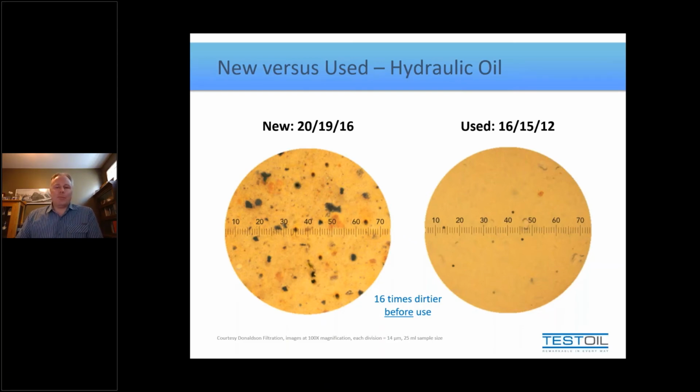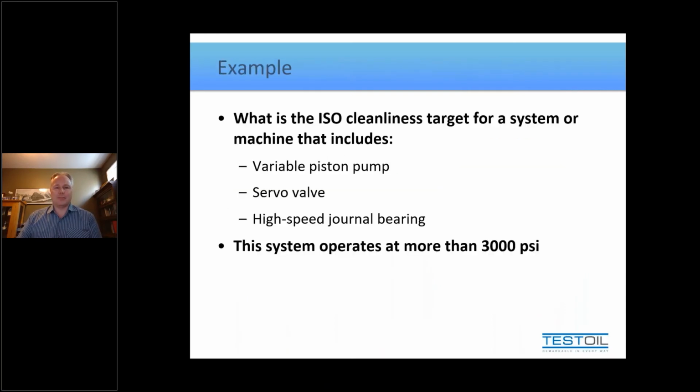So the question really becomes then, if we can appreciate 20, 19, 16, or whatever cleanliness you want to believe your new oil is at, how clean should it actually be then? So let me give you an example of how clean it should be using just a hypothetical system. So our hypothetical system looks like this. We have ourselves a variable piston pump. We have ourselves a servo valve. And somewhere else within the system, there's also some journal bearings.